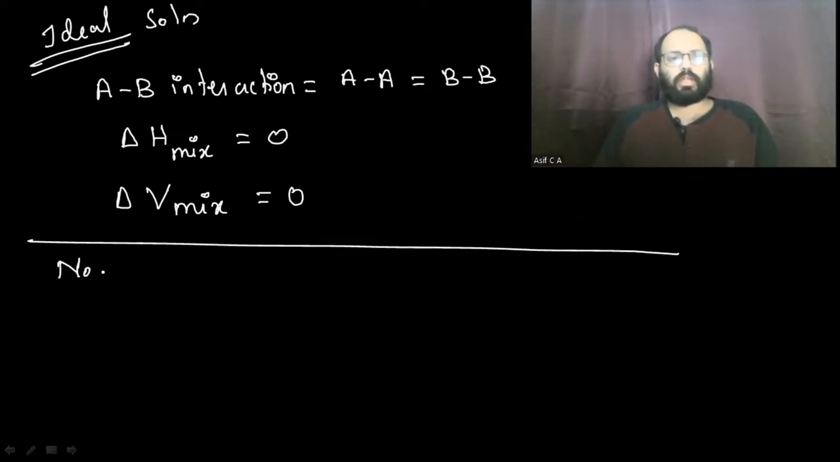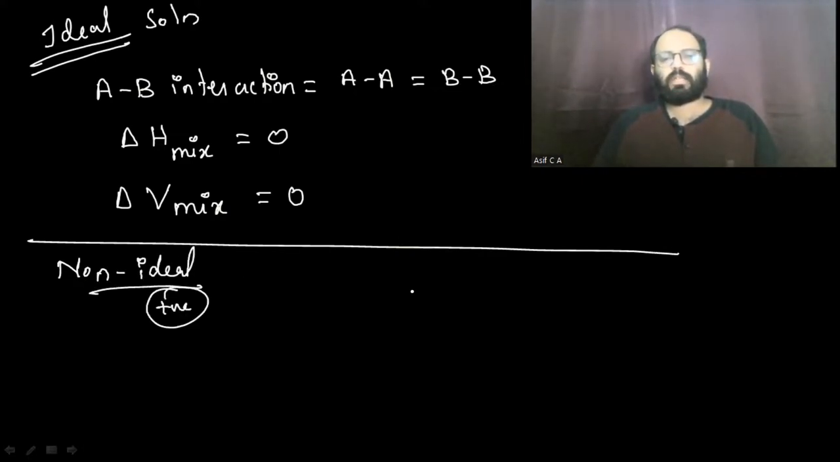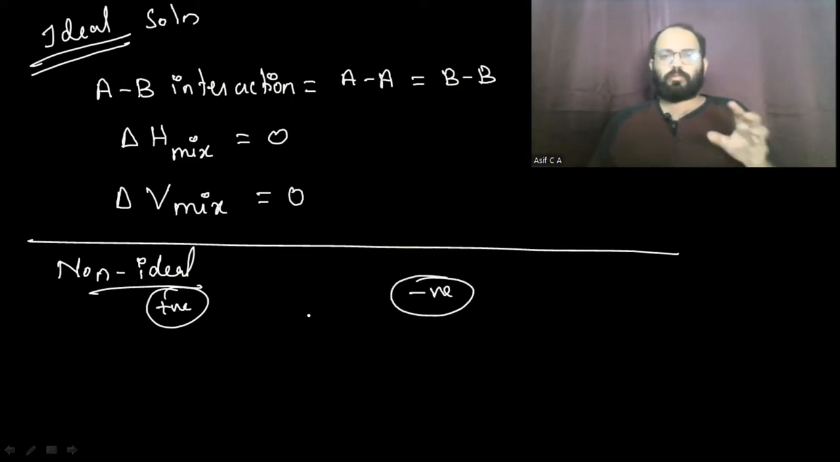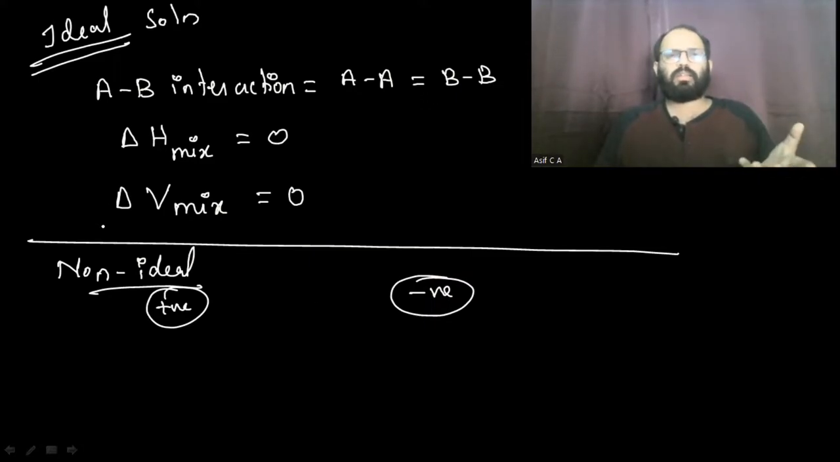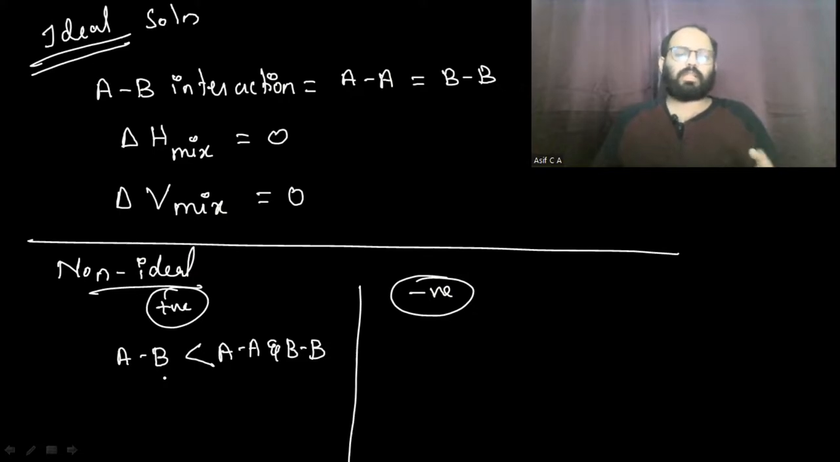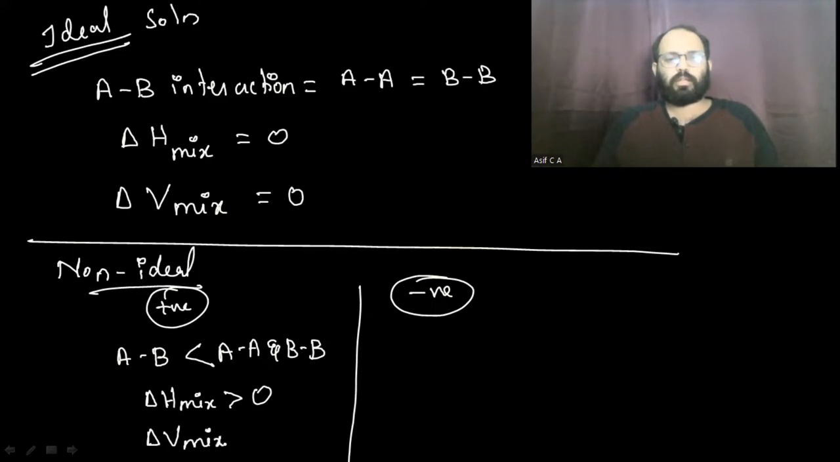Then we have non-ideal solutions. In non-ideal solutions there is positive deviation and negative deviation. This is a very important concept, and they regularly ask questions from this area. Just remember that for positive deviation, AB interaction will be lesser than AA and BB interaction. When the interaction decreases, the vapor pressure will be higher. Then delta H mixing is greater than zero, and delta V mixing is also greater than zero.